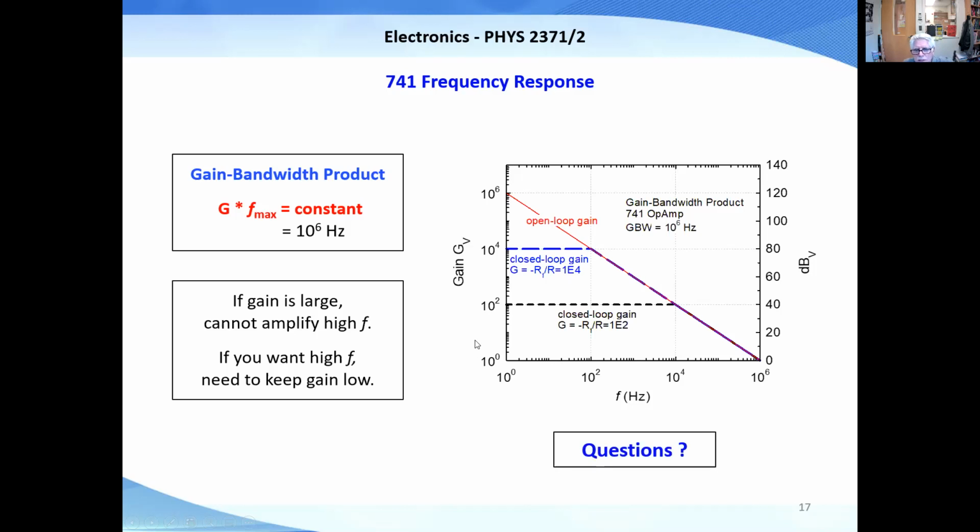Okay, questions? And what they're talking about with bandwidth is, bandwidth just means a maximum frequency. They're assuming that the width means from 1 hertz or almost 0 hertz up to some frequency. So it's called a width, even though it's a maximum. Bandwidth, gain bandwidth product.